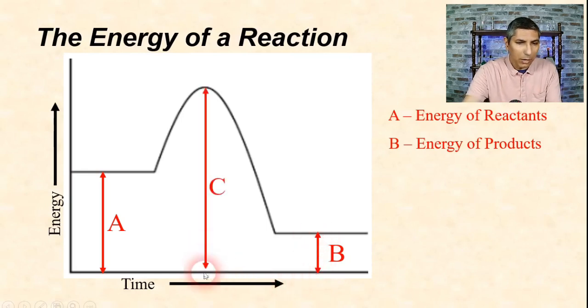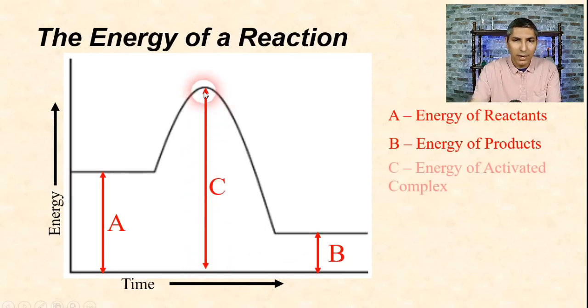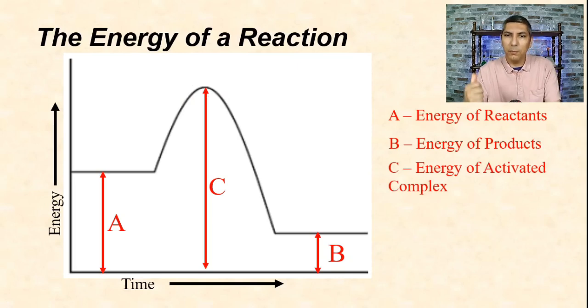Now this peak right here in the middle that we have labeled C, that's a very high energy. That's called the energy of activated complex. If you think about how we defined activated complex a few minutes ago, hopefully this value makes sense, because we said that the activated complex exists after the reactant state, but before the product state. Well, that's what we have here. Activated complex is in the middle. It's after reactants, but before products. It's also high energy and unstable.